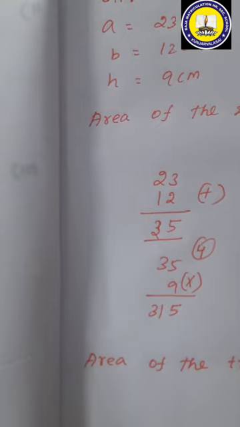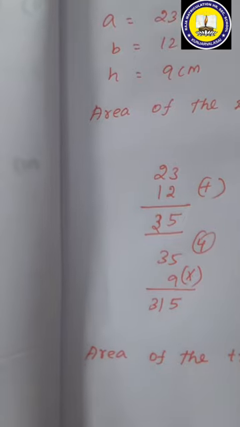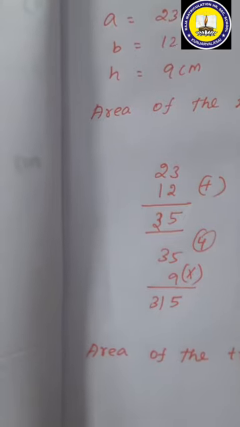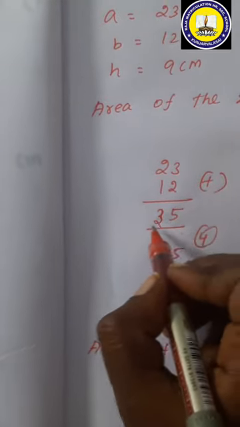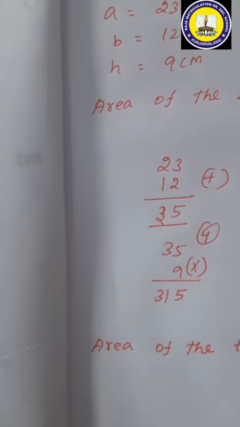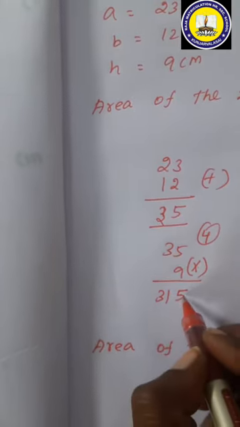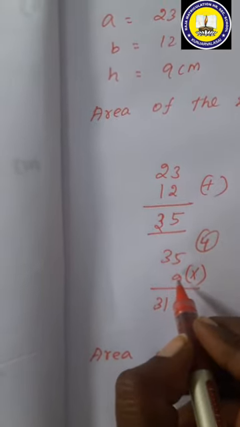Now do the calculation. Half into the value of h is 9, into the value of a is 23, the value of b is 12. And next step, half into 9 into the sum of 23 plus 12. 3 after 2 is 5, 2 after 1 is 3. So we get the answer 35. The next step, half into 9 into 35. Do the calculation. So 9 5s are 45, remaining 4 or balance 4. Next 9 3s are 27.